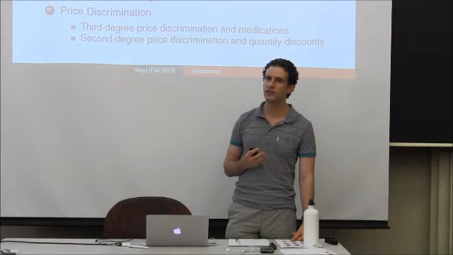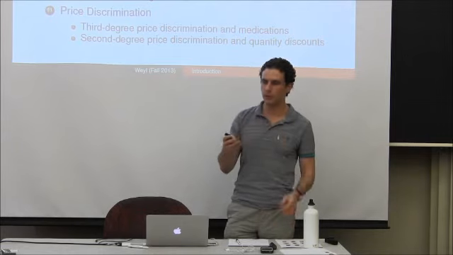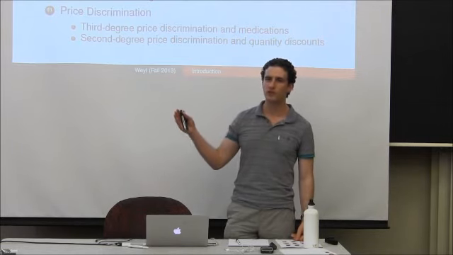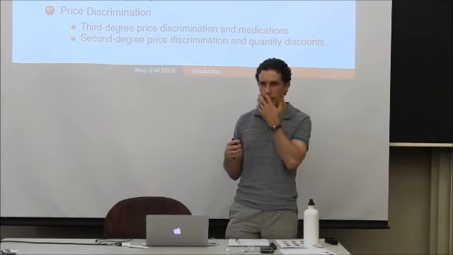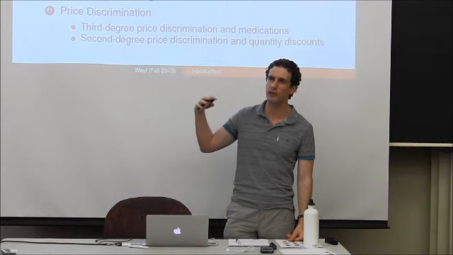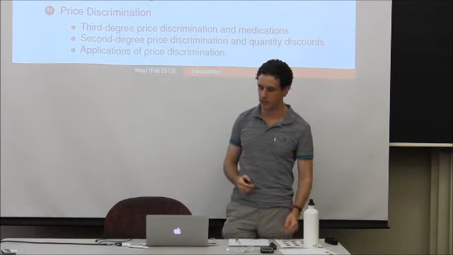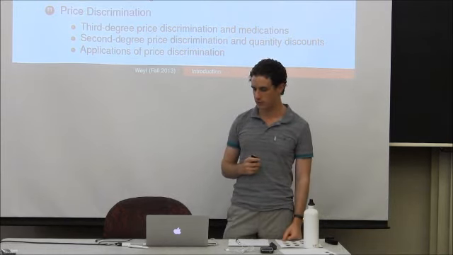We'll talk about second-degree price discrimination, which is where you, rather than charging explicitly different prices to different people, have some range of different products or prices for different quantities, and you allow the people who just naturally want a higher quality product, who have greater willingness to pay, to buy those and to pay a higher price for them. And then we'll talk about a number of applications of price discrimination.